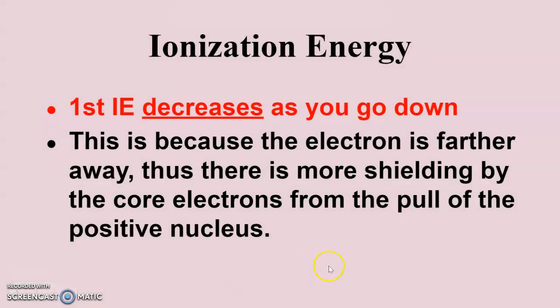Now let's talk about what happens to ionization energy in the table. The first ionization energy decreases as you go down. Okay, this is because the electron is further away, thus there's more shielding by the core electrons from the pull of the positive nucleus. Electrons will shield the nucleus because the electrons are negatively charged, the protons are positively charged, and as you have energy levels that are further away, the shielding is not as intense, and so therefore it's easy to remove those electrons. So the energy decreases as you go down. The further away you get from the nucleus, the easier it is to remove an electron.